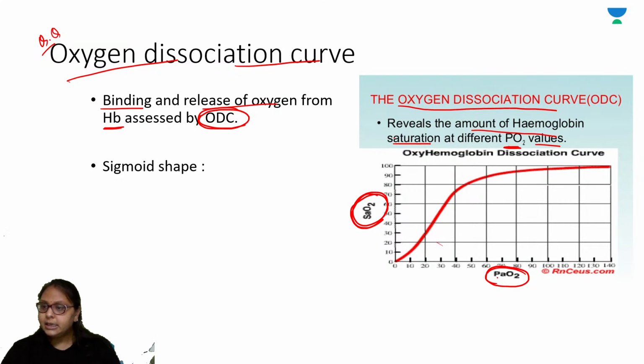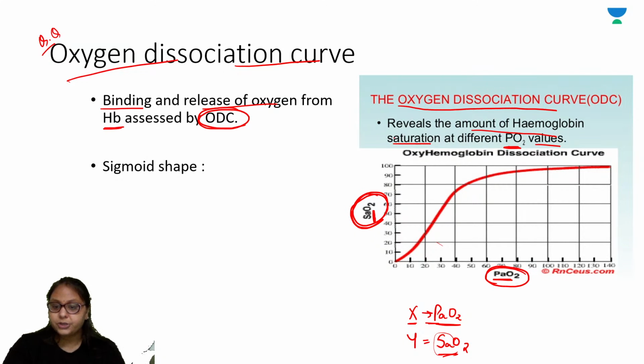So how much hemoglobin is saturated against the partial pressure of oxygen in the arterial blood. So what is on the y-axis? Saturation, and on the x-axis the partial pressure of oxygen. Remember, on the x-axis it is the partial pressure of oxygen, and on the y-axis it is the saturation of oxygen. Please remember this. On the x-axis it is the partial pressure of oxygen and on the y-axis it is how much hemoglobin is saturated with oxygen. So that is the oxygen dissociation curve.